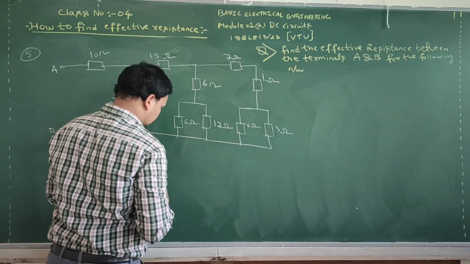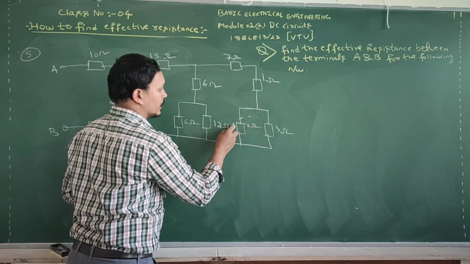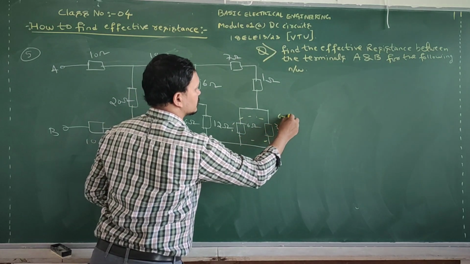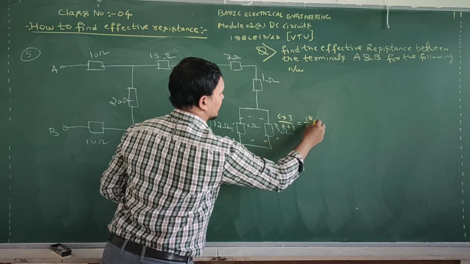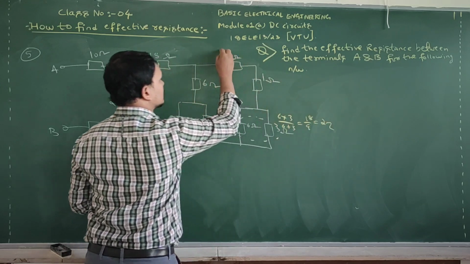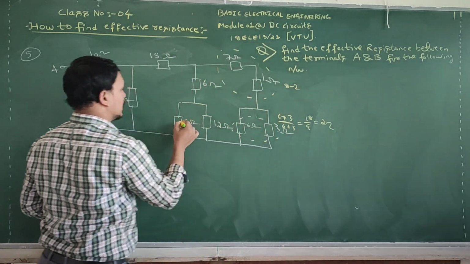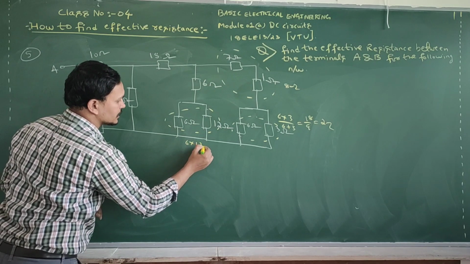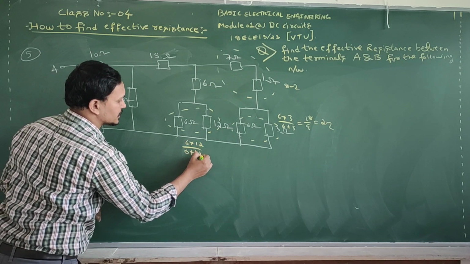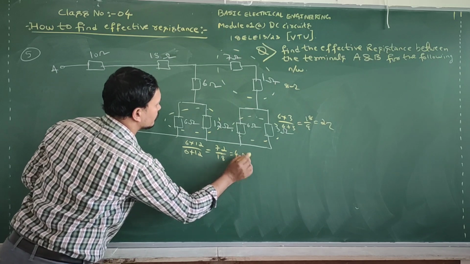Fine. So now it is similar to the previous problem. 6 ohm, 3 ohm, okay, parallel. 6 into 3 divided by 6 plus 3, 18 by 9. How much? 2 ohms. Okay, series, 8 ohm. Now 6 and 12 ohms, parallel. 6 into 12 divided by 6 plus 12, 72 by 18. You will get 4 ohms.